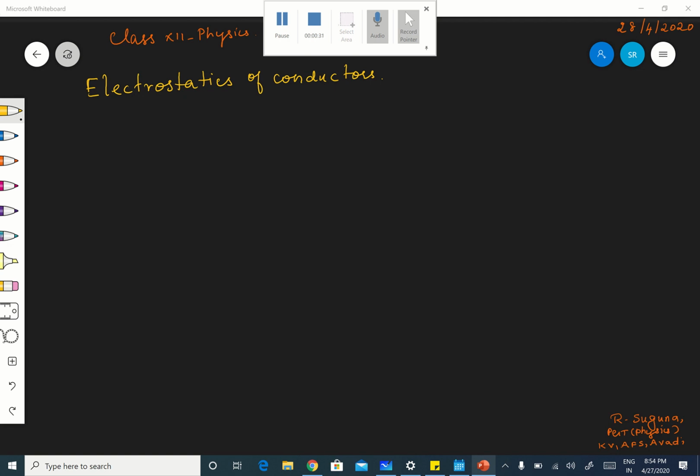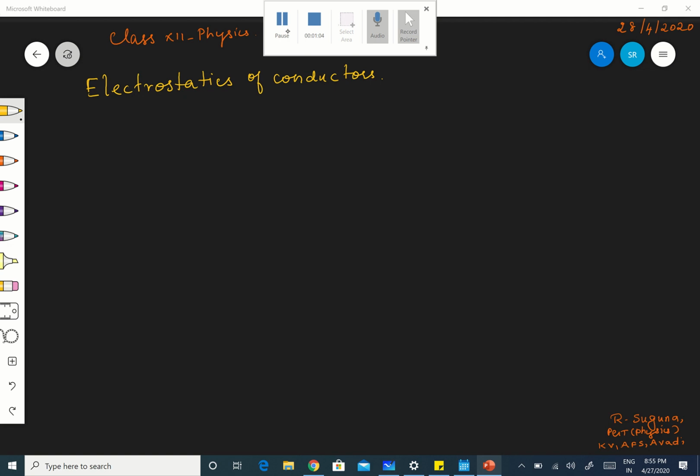Now what we are going to see are some important results regarding the electrostatics of a conductor. Electrostatics of a conductor means the conductor is kept in electrostatic equilibrium. What do you mean by that? It is an isolated conductor. Therefore, now we are going to see some results.